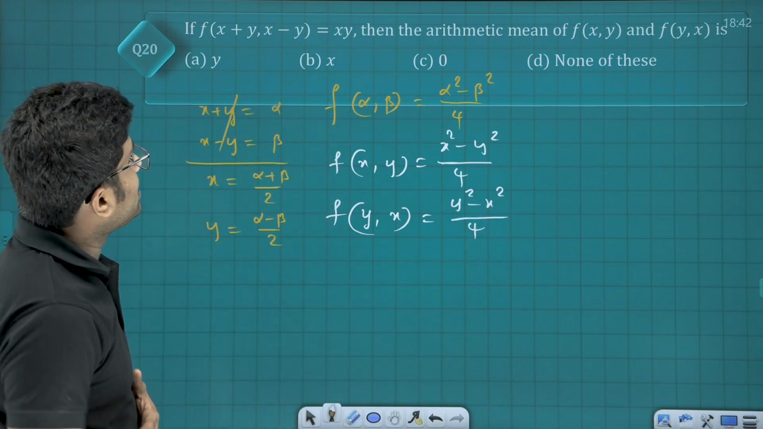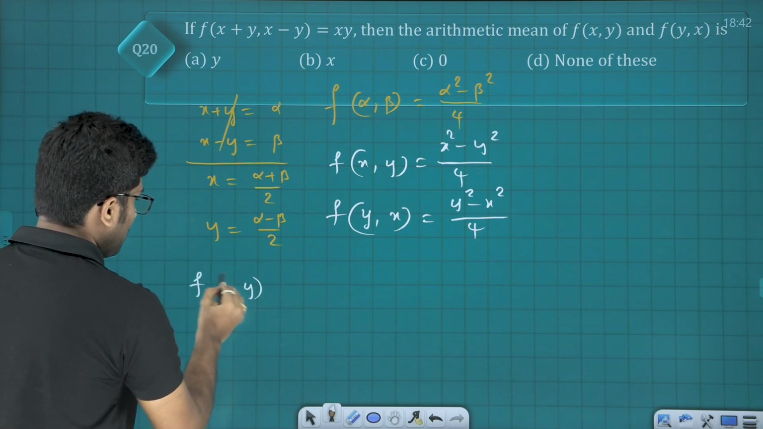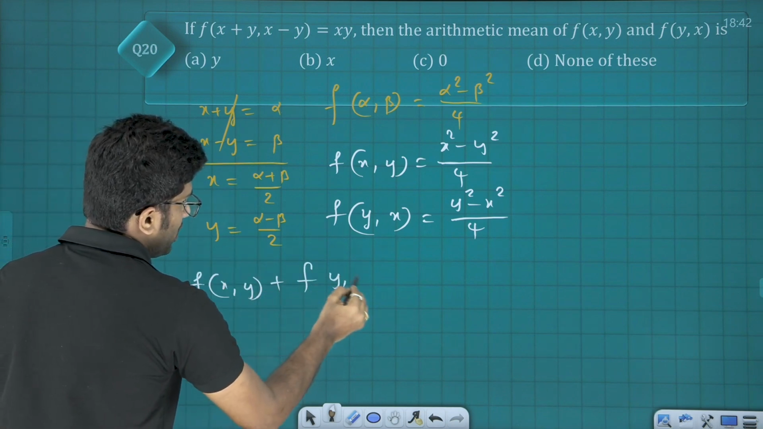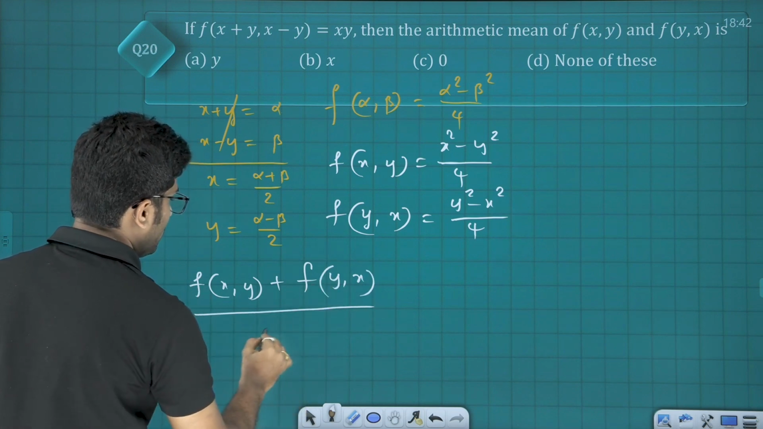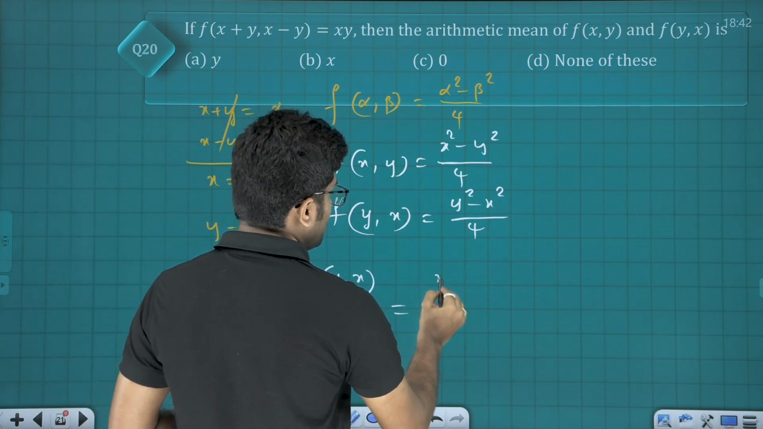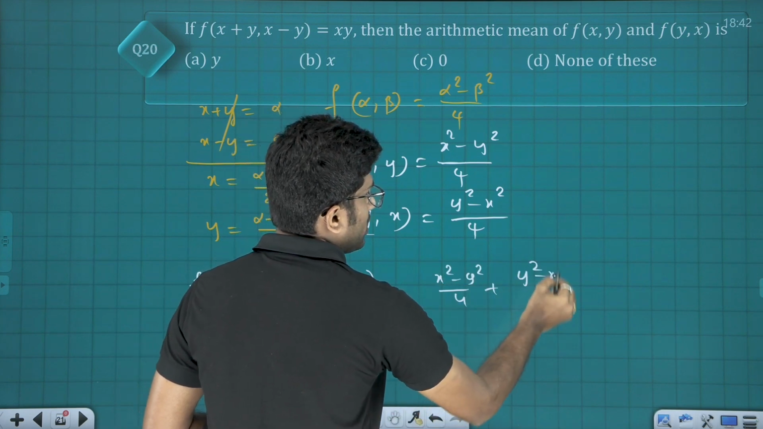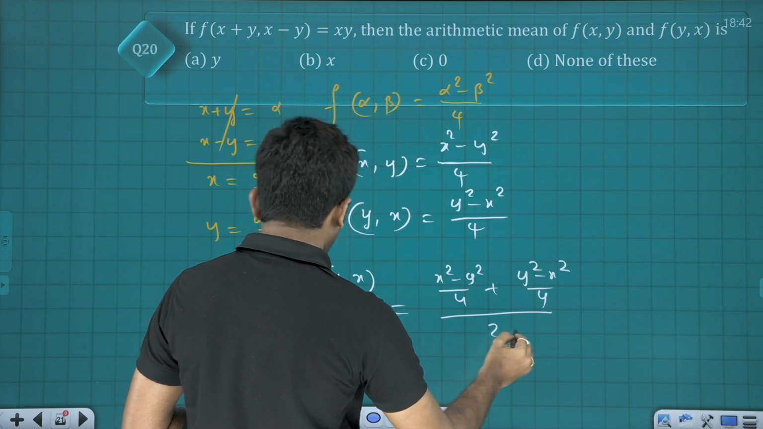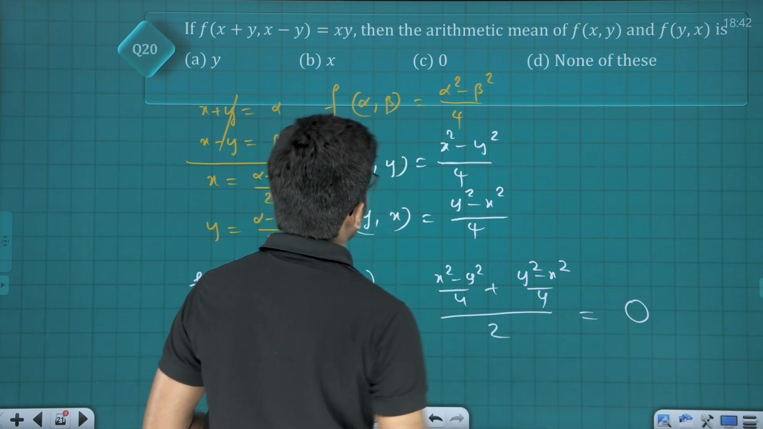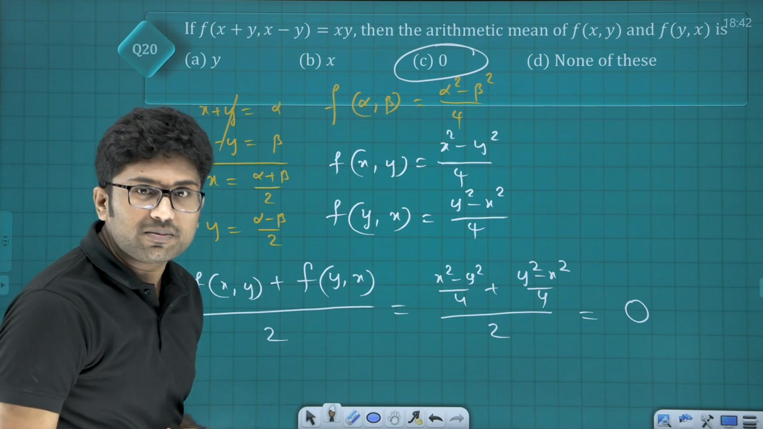Now they are asking for the arithmetic mean. The arithmetic mean of these two is (f of (x, y) plus f of (y, x)) divided by 2. Friends, when you add, that is (x square minus y square by 4 plus y square minus x square by 4) whole divided by 2, which is 0. Option C, 0. Clear? Good.